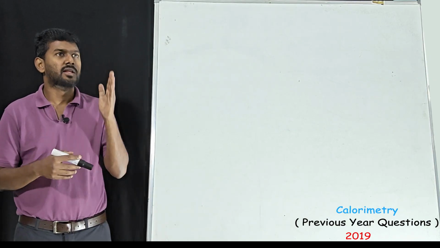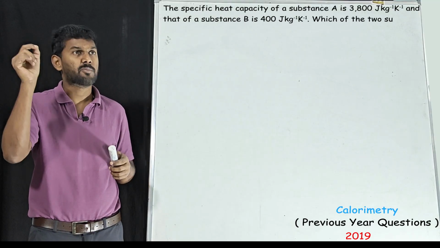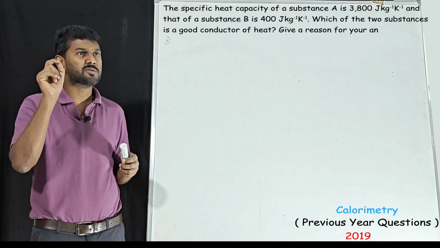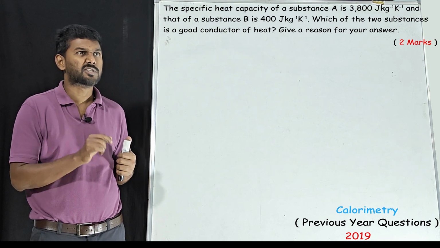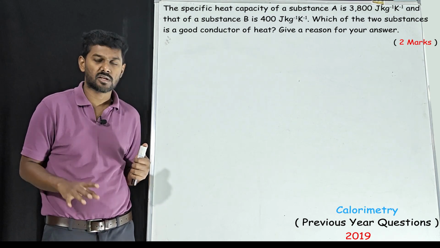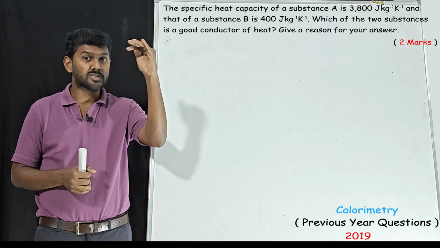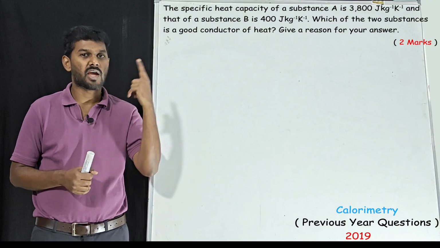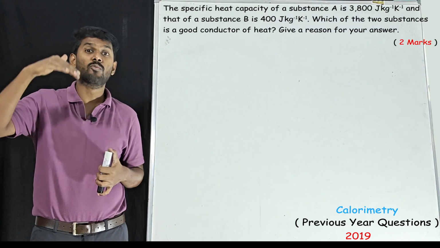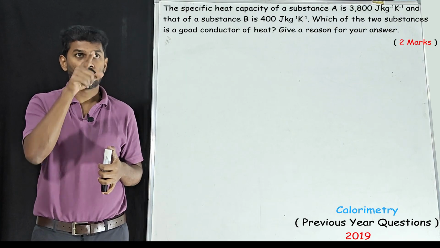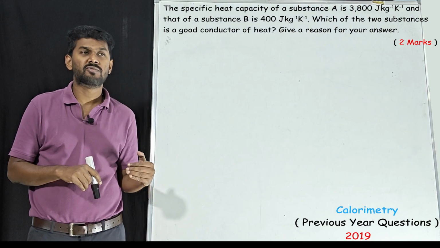Our next question: the specific heat capacity of substance A is 3800 joules per kg per Kelvin and of substance B is 400 joules per kg per Kelvin. Which of these two substances is a good conductor? Justify your answer. First we need to know that very good conductors will have less specific heat capacity. We have discussed this one earlier. A poor conductor of heat will have more specific heat capacity. So here they are looking for a good conductor. A good conductor will have less specific heat capacity.